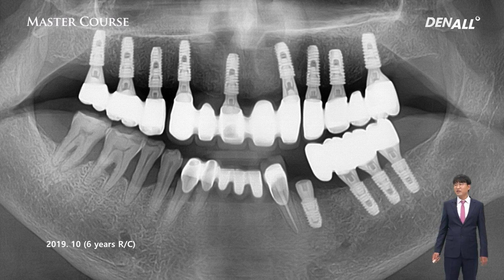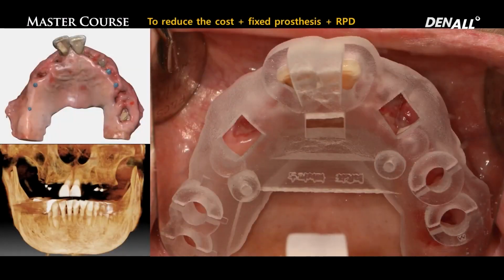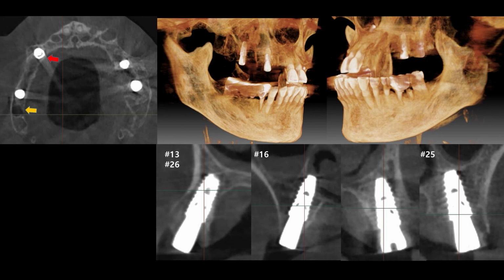If oral hygiene can be well maintained, even after 6 years, it's very cleanly maintained. So this considered, I used a class RPD, and that could be one option. On both sides, 2 implants were placed.